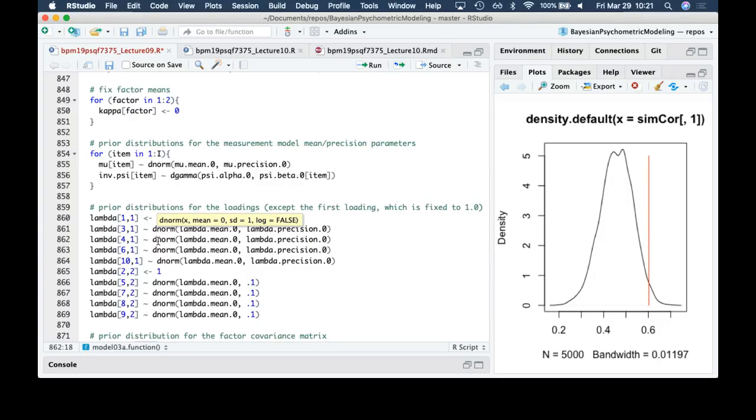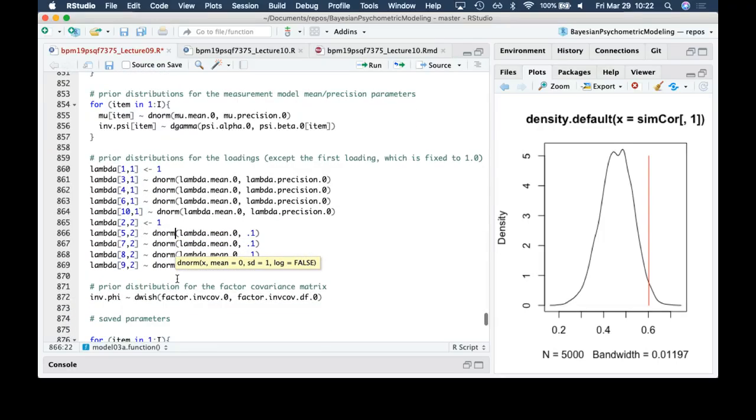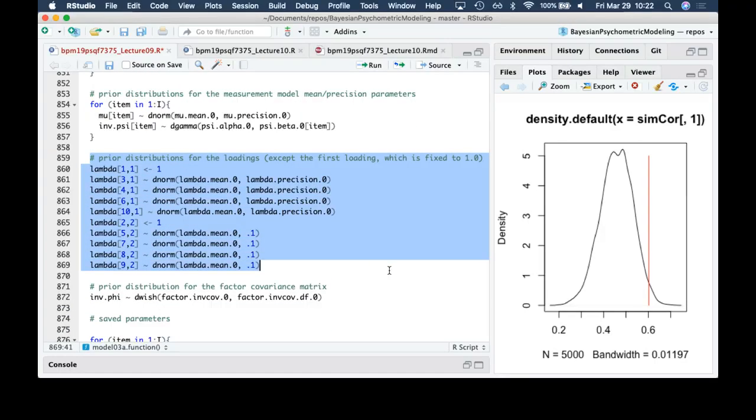Okay. When we get to lambda, I specified it differently, and that's because some of these lambdas have to be fixed. Some of them have to be 0, and some of them have to be 1, right? You'll note I did not put any zeros in here, and that's because when I input my data into JAGS, I have the starting value at 0, so it will stay at 0 if I haven't specified it anywhere.